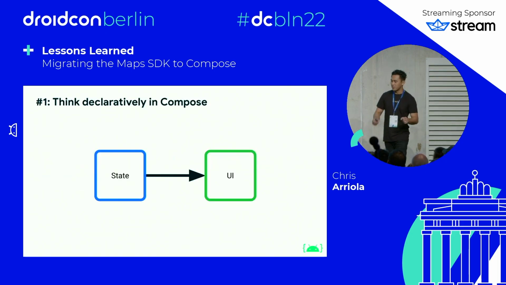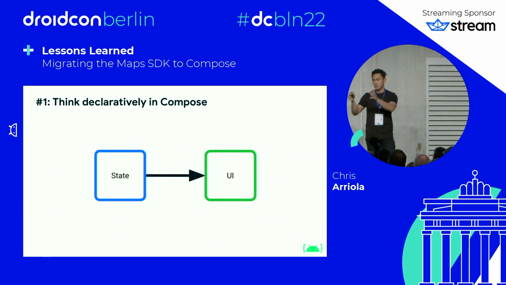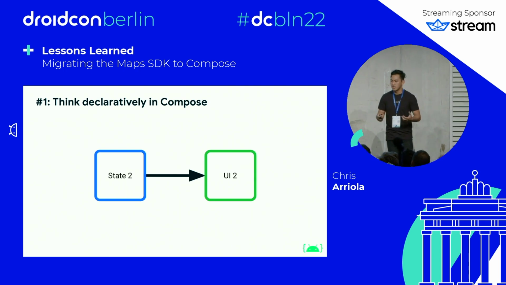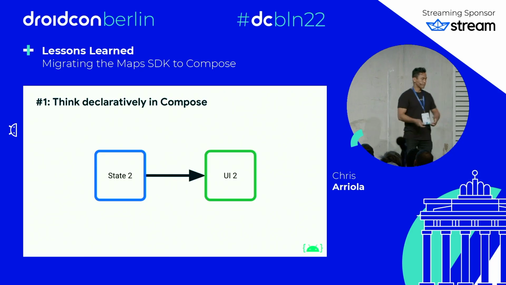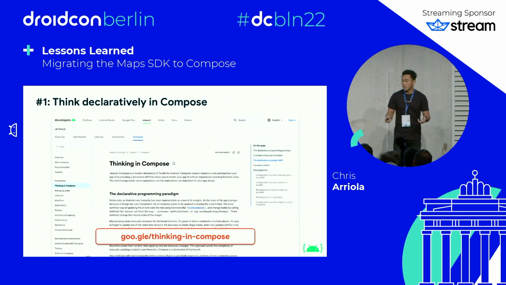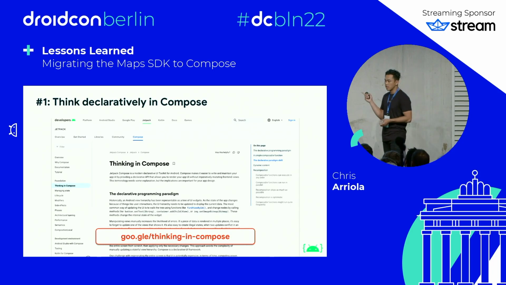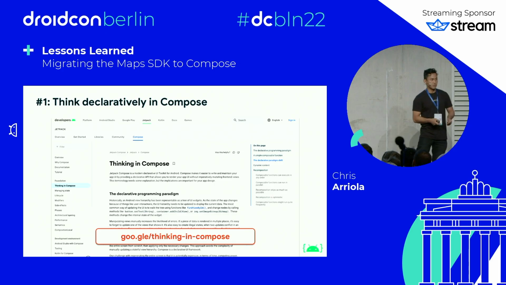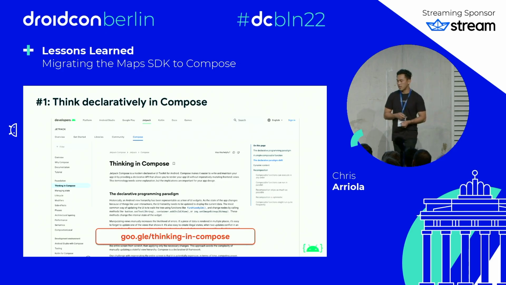So as a quick refresher, Compose at a high level works by converting state into UI. And if you want to update your UI, you have to change the state, which causes recomposition, and then that regenerates your UI. There's actually a really great page in our docs called Thinking in Compose that goes over this mental model of how you can think declaratively in Compose. Definitely recommend checking this out if you haven't already.